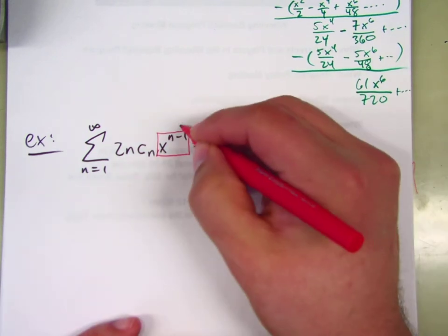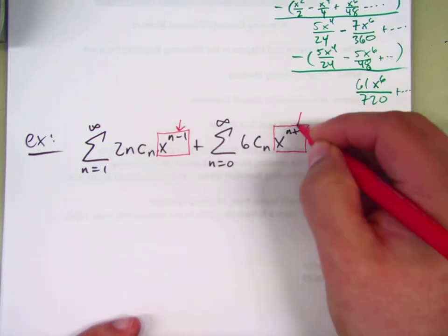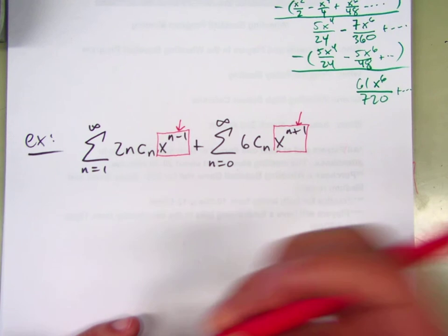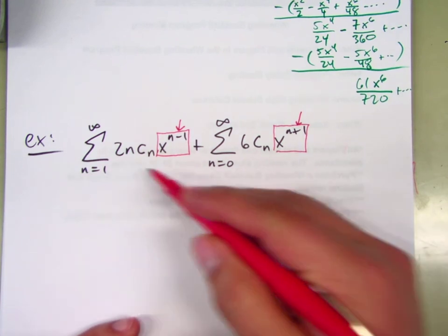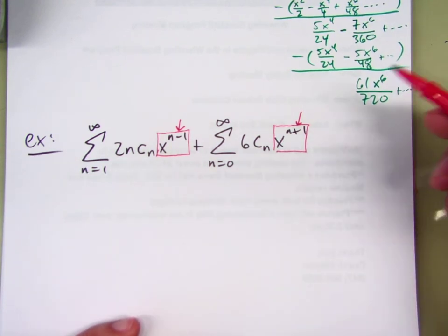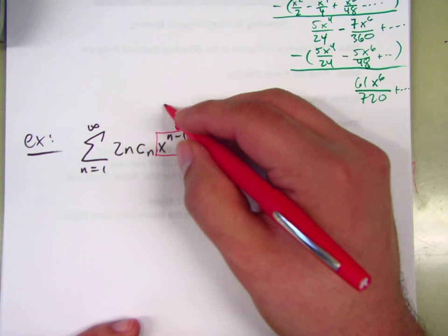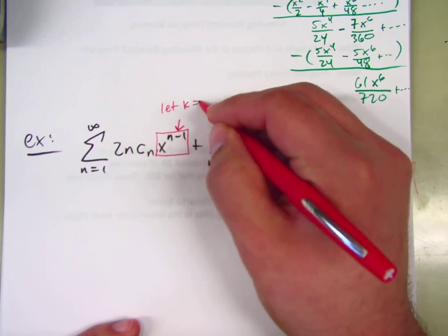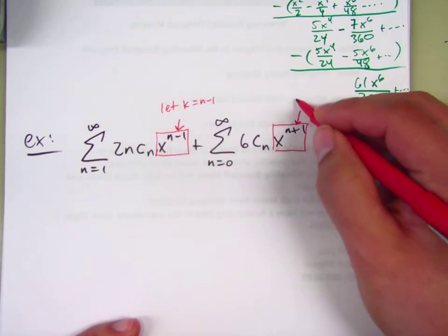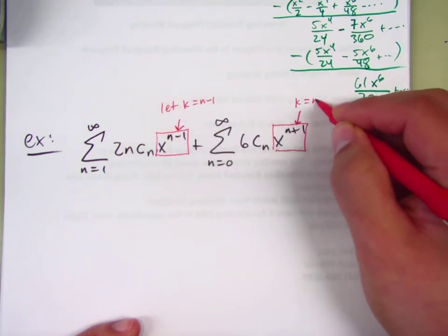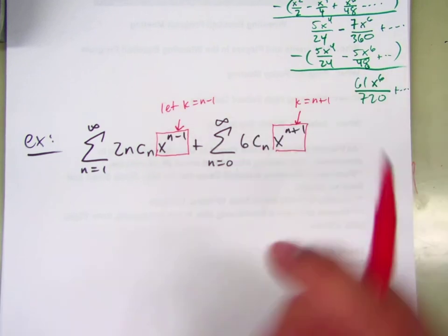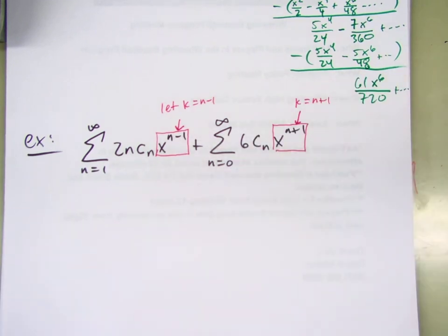And more importantly, these exponents. Because what we're going to do is switch from n's to a new variable k. Here we let k equal this exponent, which is n minus 1, and here we'll let k equal n plus 1. And now we rewrite everything using the new variable.